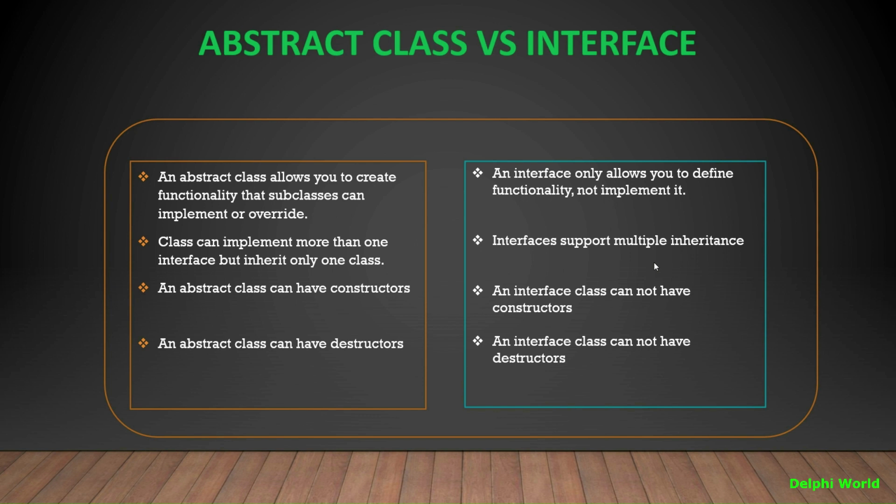A class can implement more than one interface, but inherit only one class. Interface supports multiple inheritance. An abstract class can have a constructor. An interface cannot have a constructor because we are not going to create an instance of the interface. With an abstract class we can't create an instance either, but we can assign values to the non-abstract member fields. An abstract class can have a destructor. An interface cannot have a destructor.